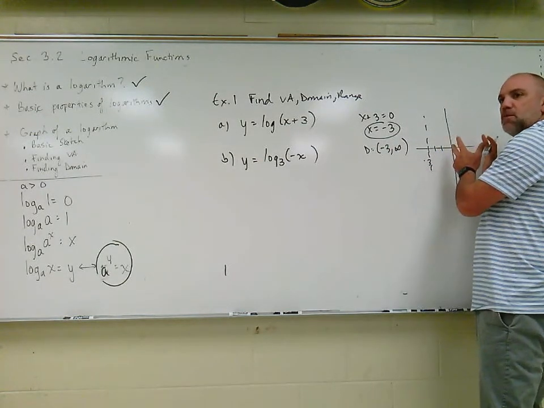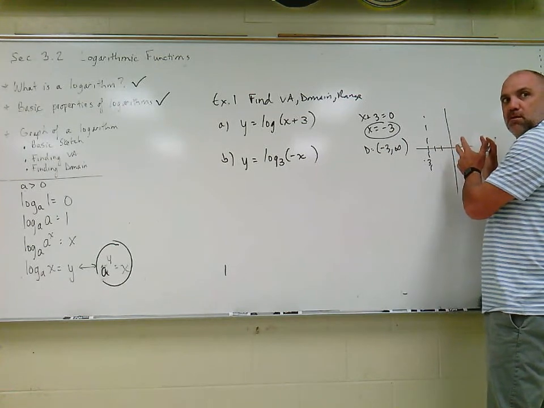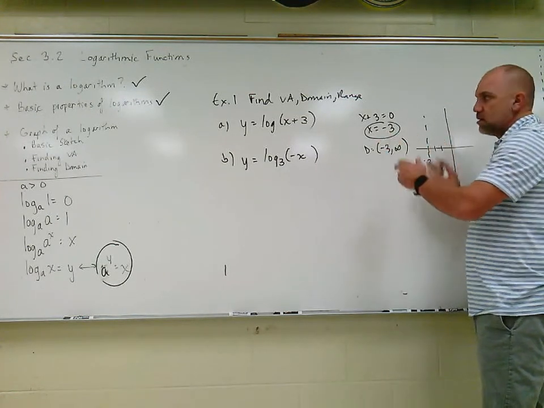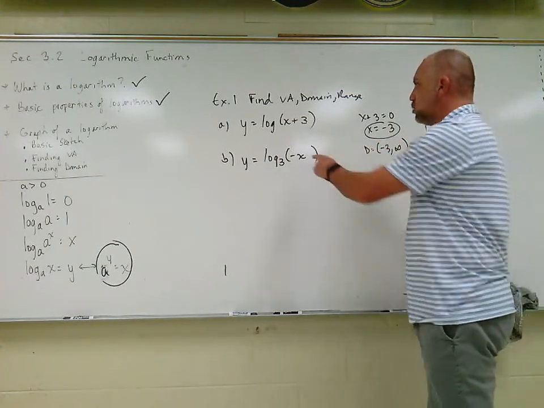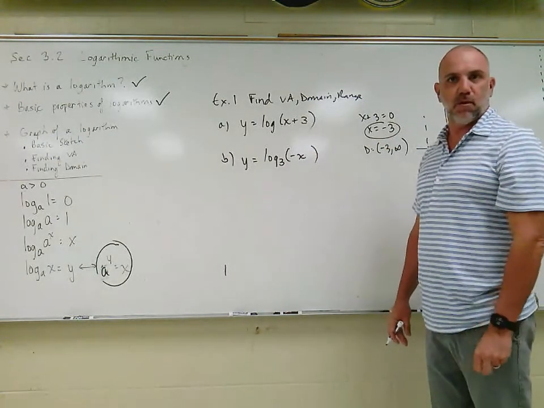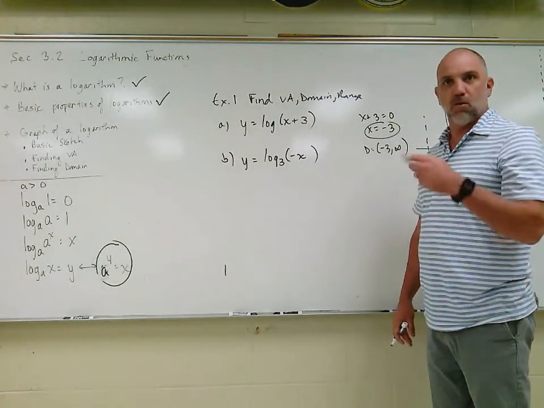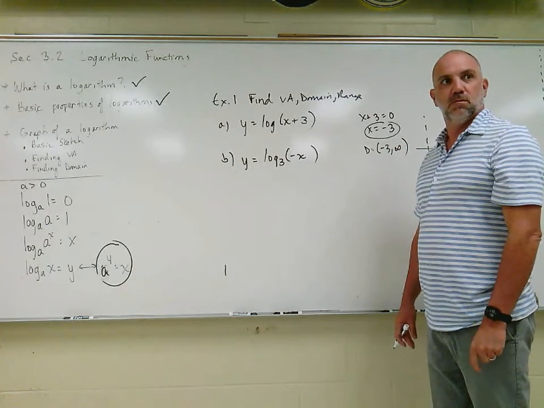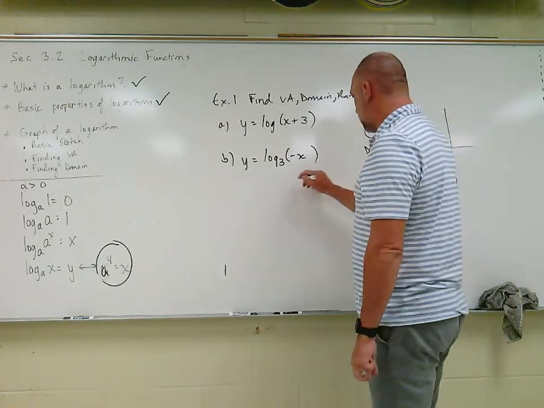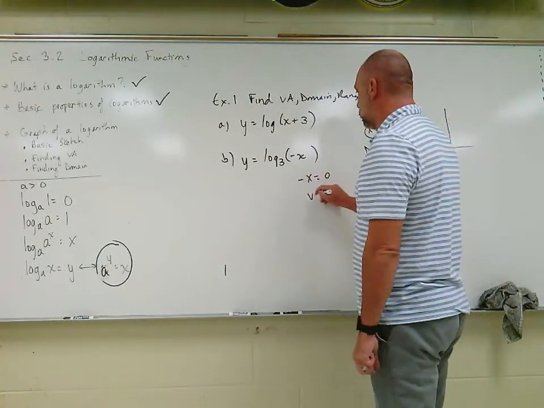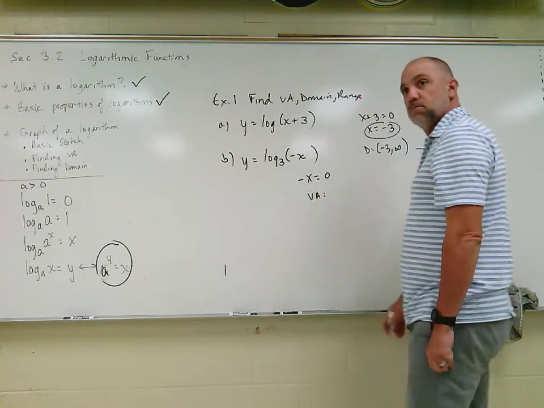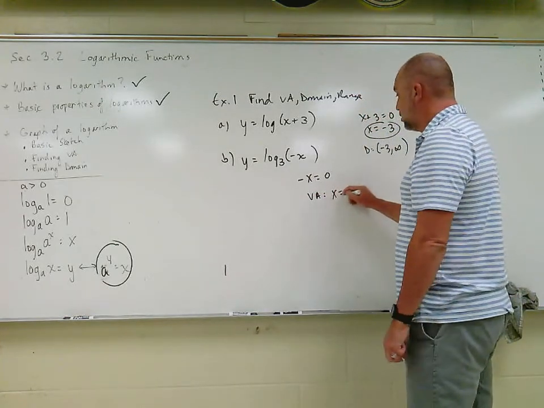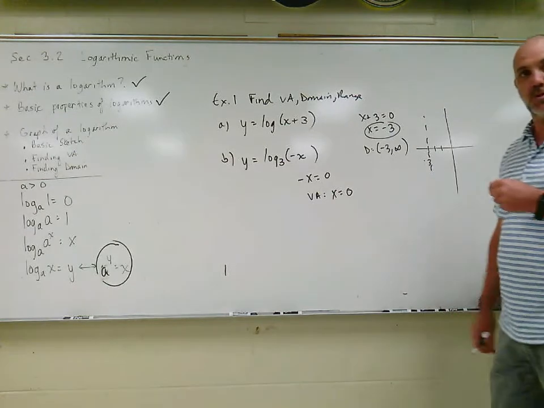Basically, what's happening to a basic log? It's moving which way? Left 3. Now, when I get to this one, you're going to say, you told us you can't take the log of what? And we're not going to. So here, first of all, take the inside, set it equal to 0. What do you get for the vertical asymptote? X equals 0.